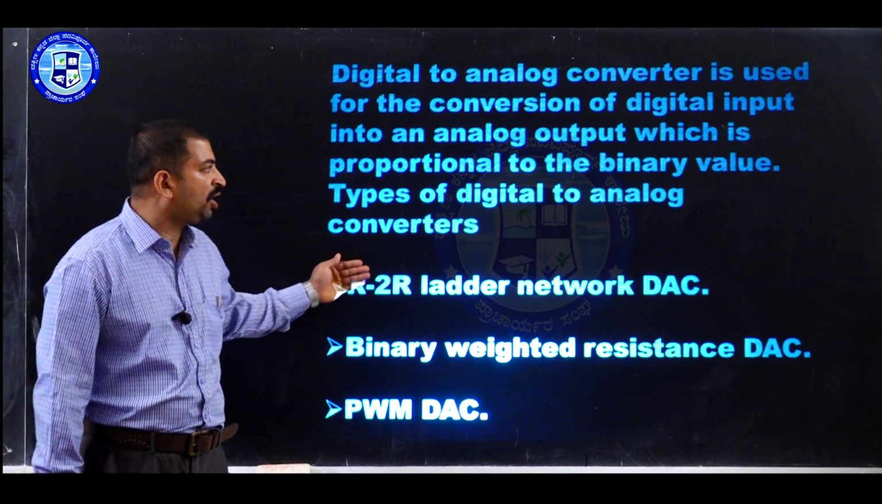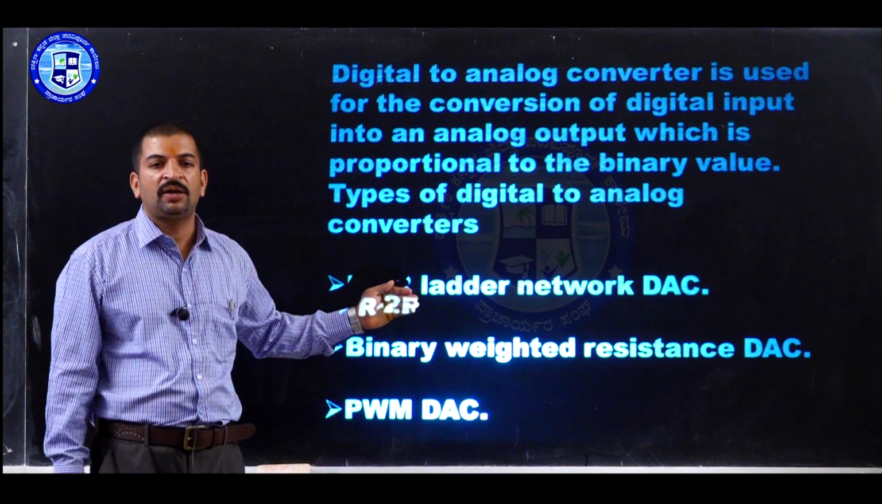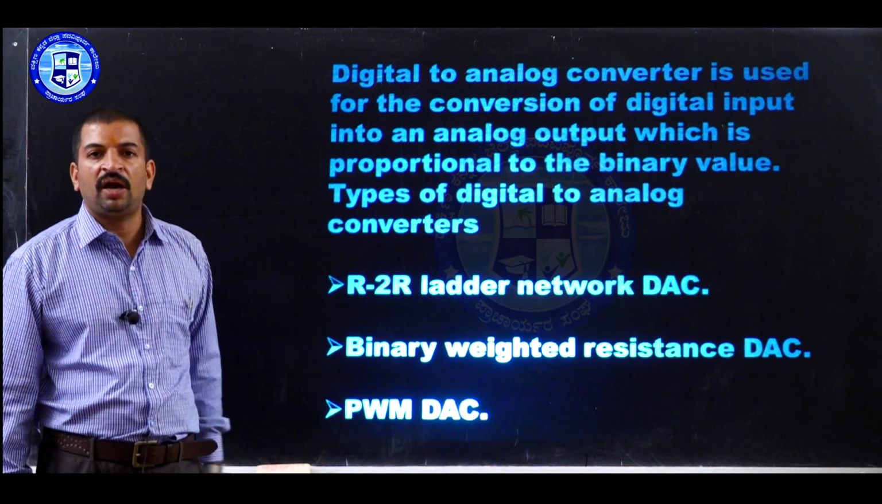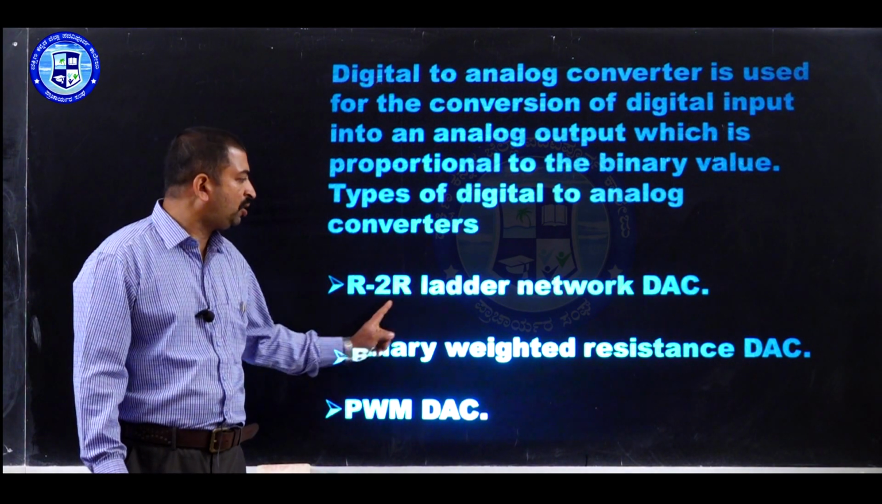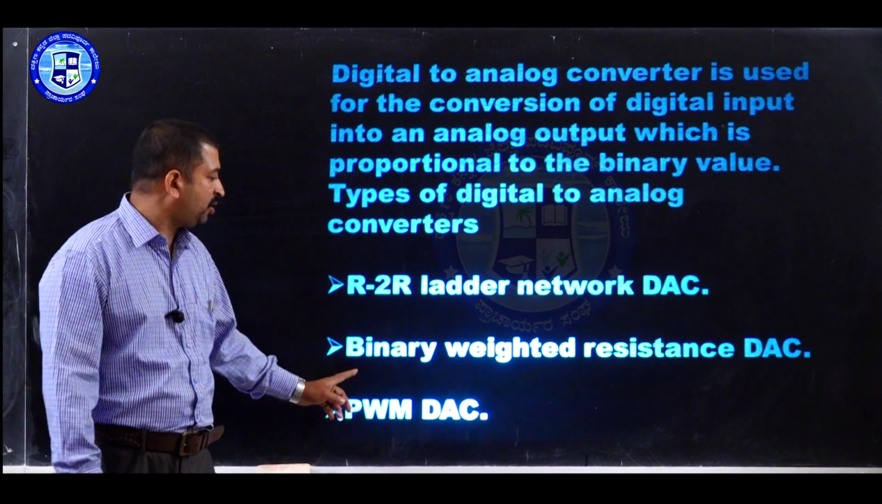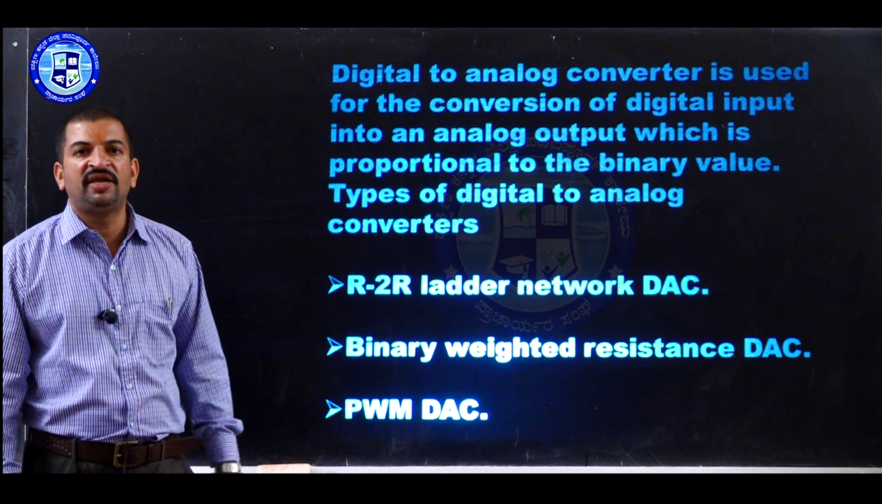So the digital to analog converter circuit will convert the digital signal into the analog signal. There are two types of circuits. One is called the R2R ladder network DAC and one is called the binary weighted resistance DAC.